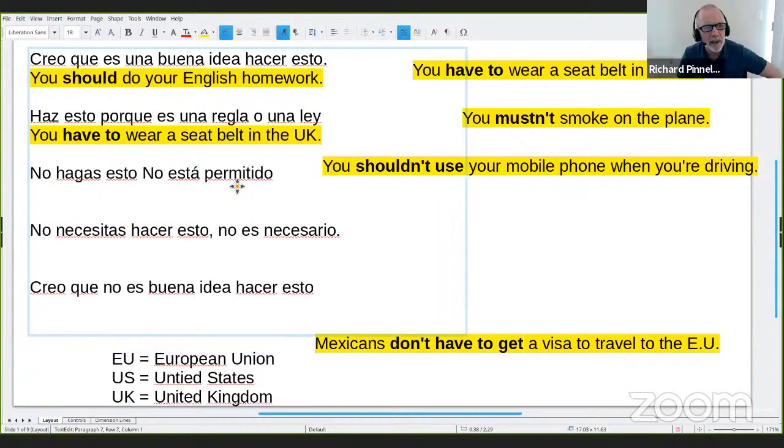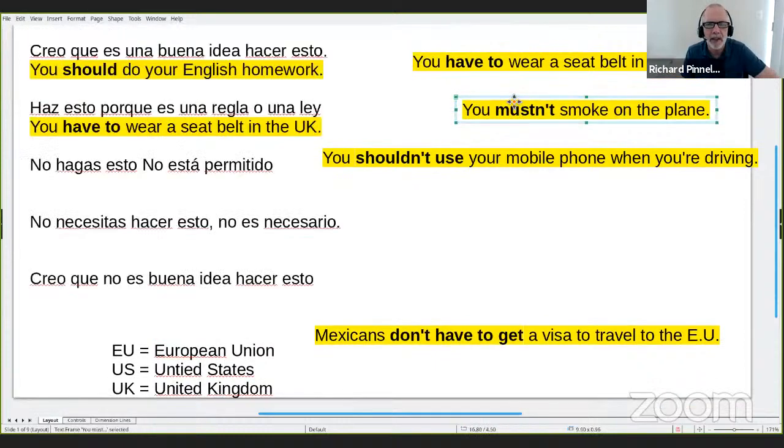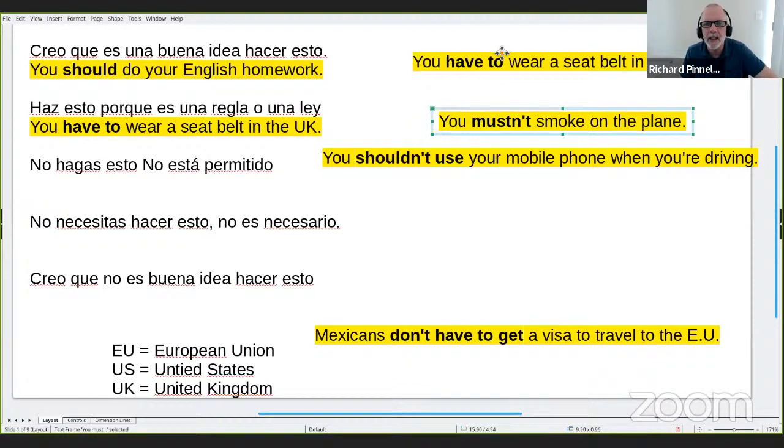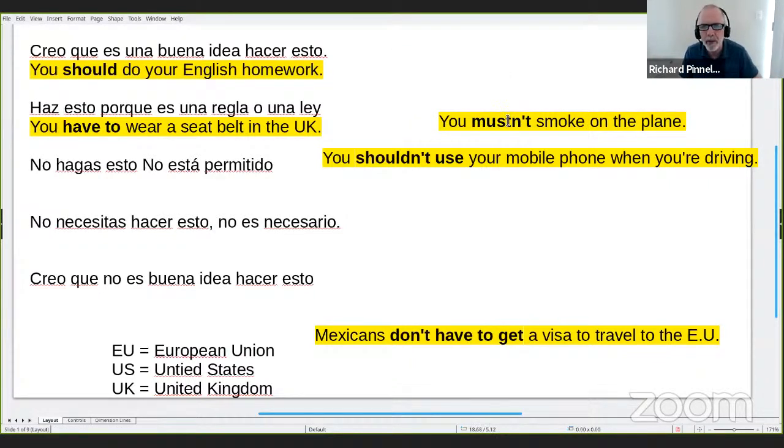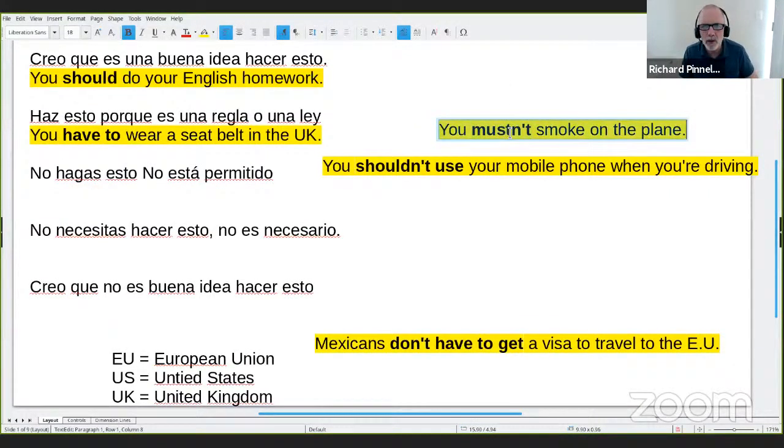No está permitido. You mustn't smoke on the plane, says Diana de la Cruz. And that is the correct answer. Yeah. Well, let me copy it like this because it's better. Let's take this one off because we used that one. You mustn't smoke on the plane.